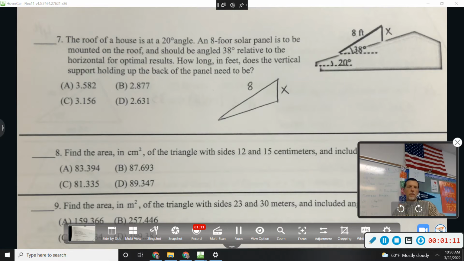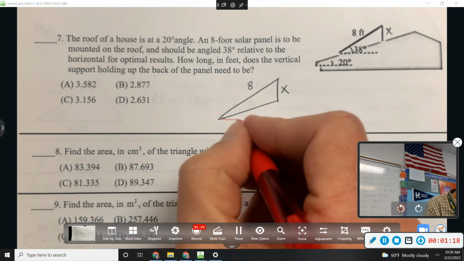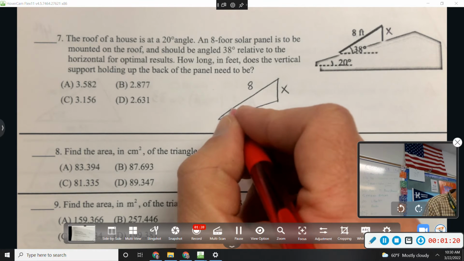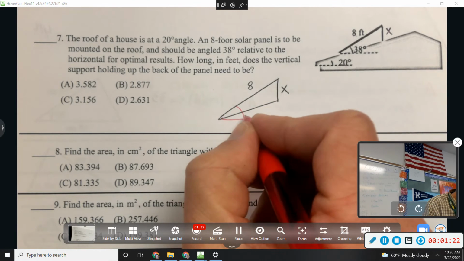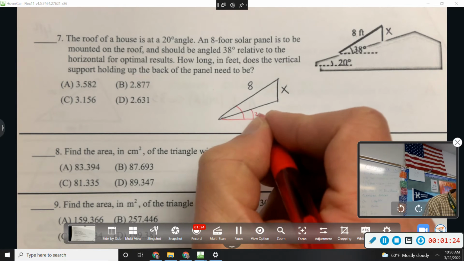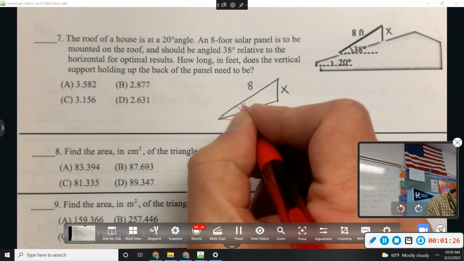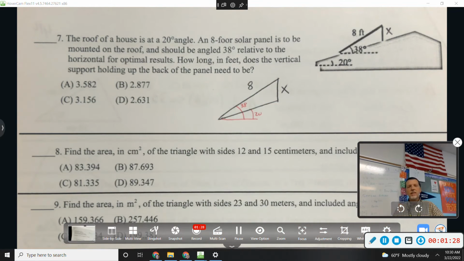58? Well, it's 38 the whole way, and it's 20 this much. So what's left? What's the little bitty slice in there? 18.